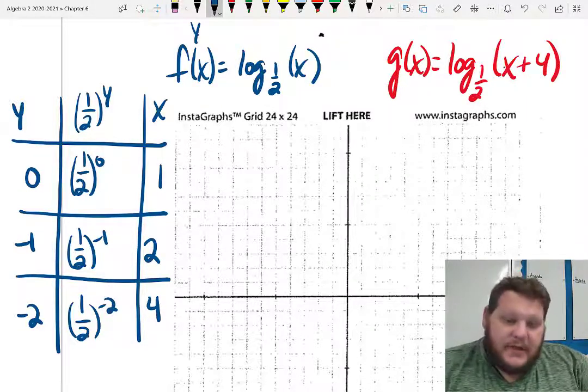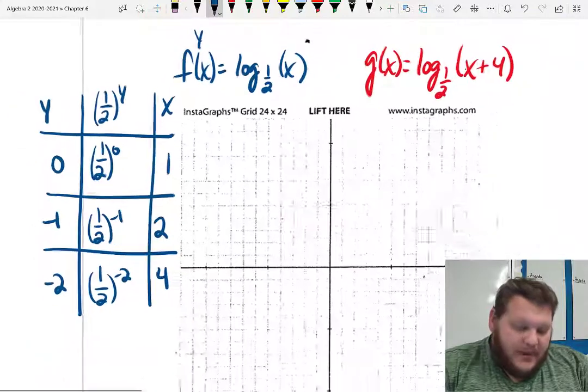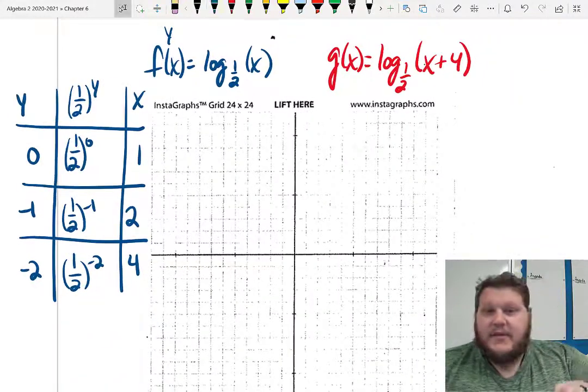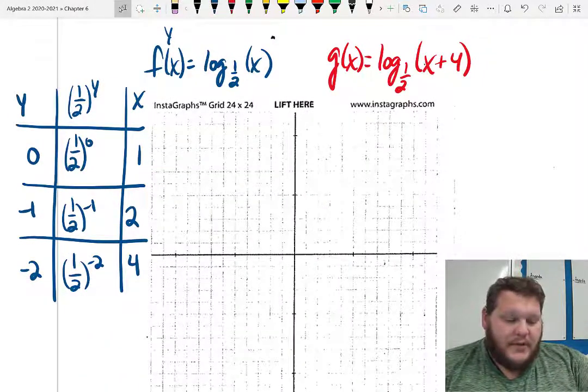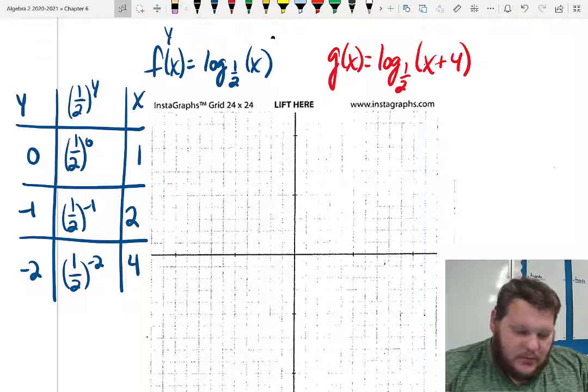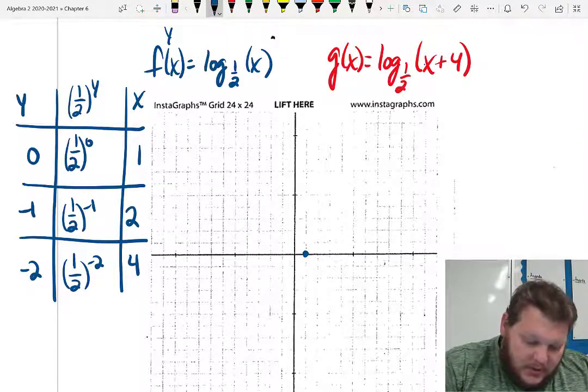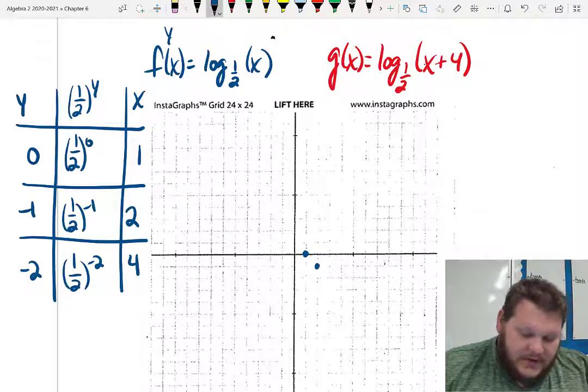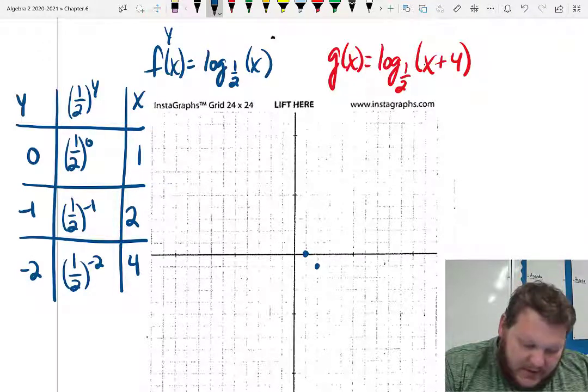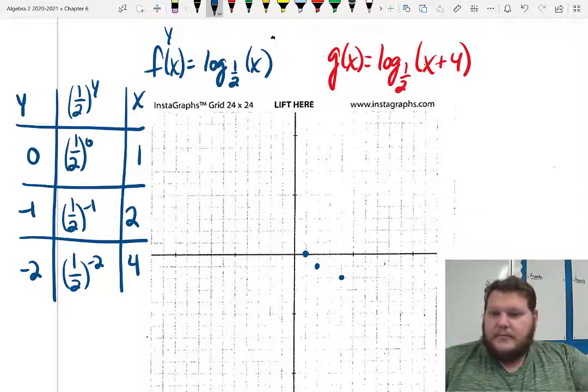Now be careful, because when I have my points, I still have to graph them x comma y. So my coordinates here would be (1, 0), (2, -1), and (4, -2). So we've got (1, 0) is right there, (2, -1) is right there, and then (4, -2) is right there.